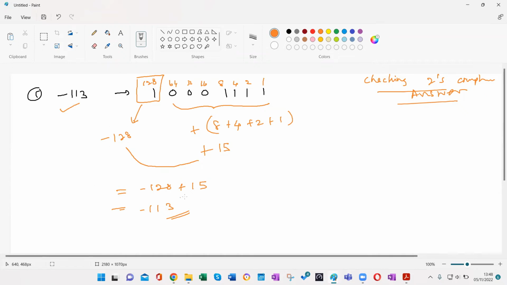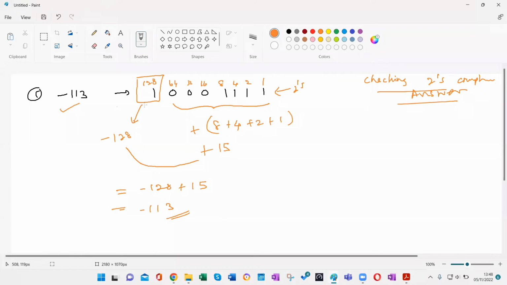Did you understand? Okay, one more time. What we do is we first write the answer. That's the 2's complement value, right? That's the 2's complement of minus 113. What's the purpose of this? We are going to check whether our answer is correct.